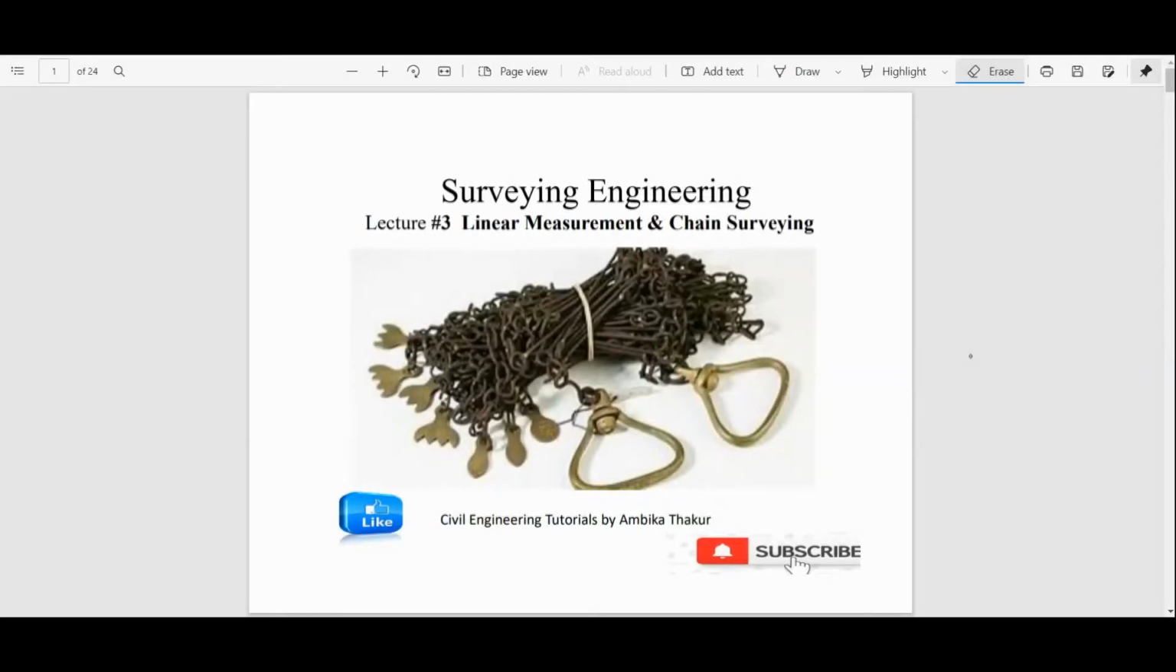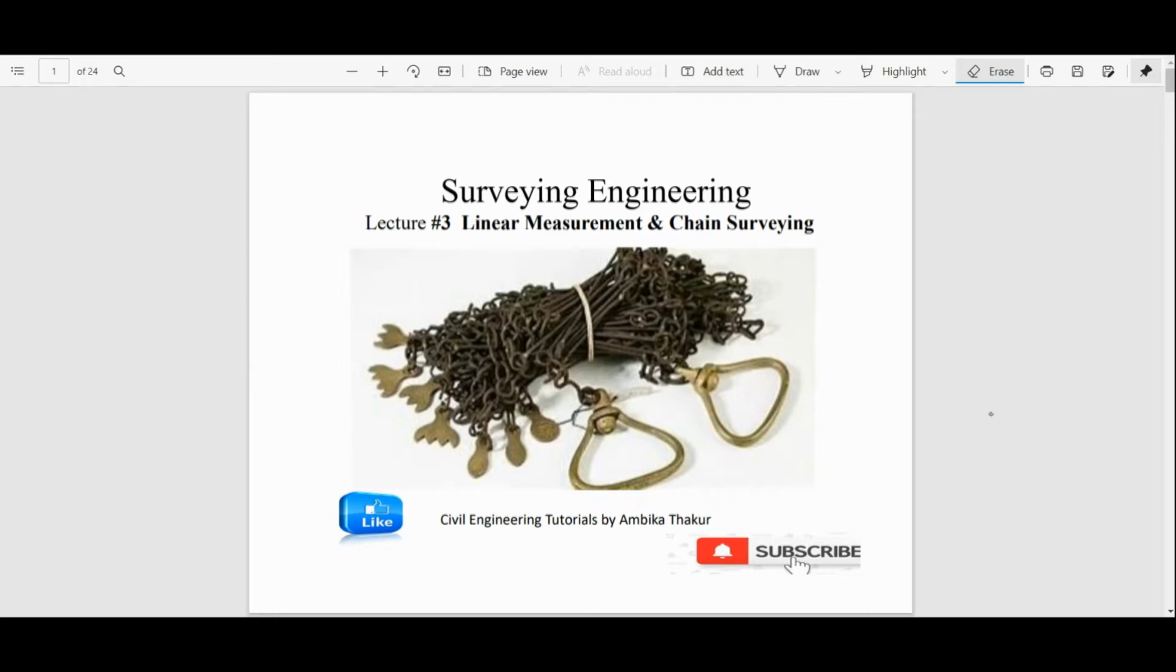Today I will start with lecture 3, that is linear measurement and chain surveying. In the previous classes we have studied that surveying is basically an art of collection of data. Now when we collect the data, it has different types of measurement in it, and linear measurement is one of the main parts in case of surveying.